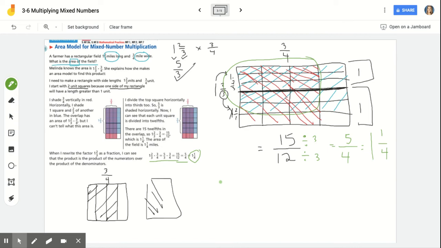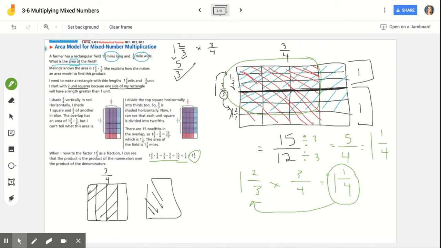The thing that I want you to take away from this, take a look. Let's rewrite our multiplication sentence. 1 2/3 times 3/4. And we said that that's equal to 1 1/4. Is 1 1/4 bigger than 1 2/3? Which one's a larger number? This one or this one? It is smaller. It has to be smaller because we were looking for what's 3/4 of 1 2/3.